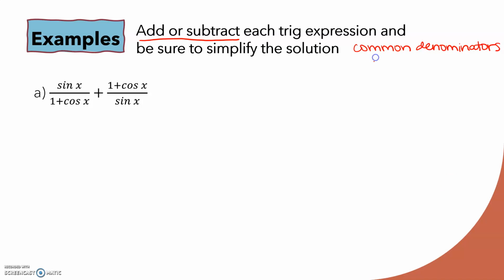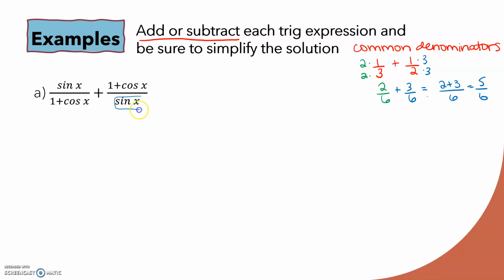denominator of the other. For example, if I was adding 1/3 plus 1/2, I would want to multiply this 1/3 times 2/2 to give me 2/6, and then I would want to multiply this 1/2 by 3/3 to give me 3/6. And then I can combine those, 2 plus 3/6. We're going to do the same thing with trig functions.